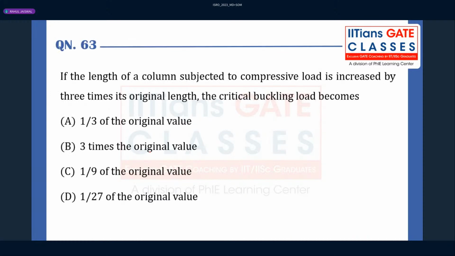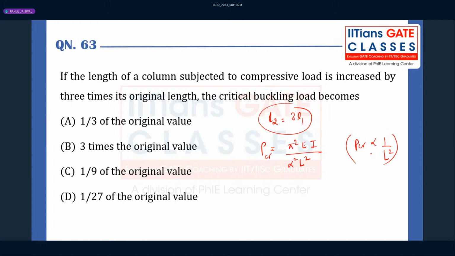Now moving on to the next question. If the length of the column subjected to compressive load is increased by 3 times the original length, L2 will become 3 times the original length. Then what about the critical load? Just now I have given the formula, pi square EI minimum divided by L square alpha square. So P critical will be inversely proportional to L square. The larger the length of the rod, the easier it is to buckle. A little bit of load and it will buckle.